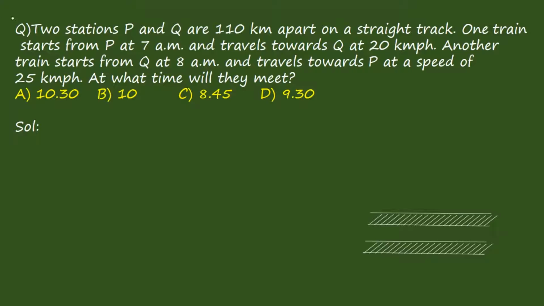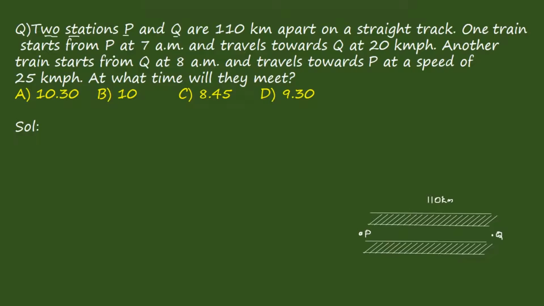First, we understand the question. They are saying that there are two stations, P and Q, right? I consider two stations as P, here it is Q, 110 kilometers apart. So the distance from P to Q is 110 kilometers.